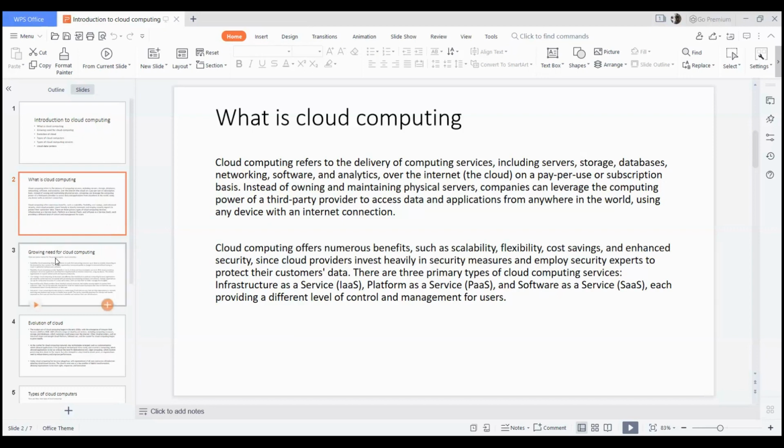Any further questions? Yes, sir. How are the cloud connections built? How many servers are required to create a cloud? We will talk about how it is set up and what the exact workflow is, how the cloud computing providers work.